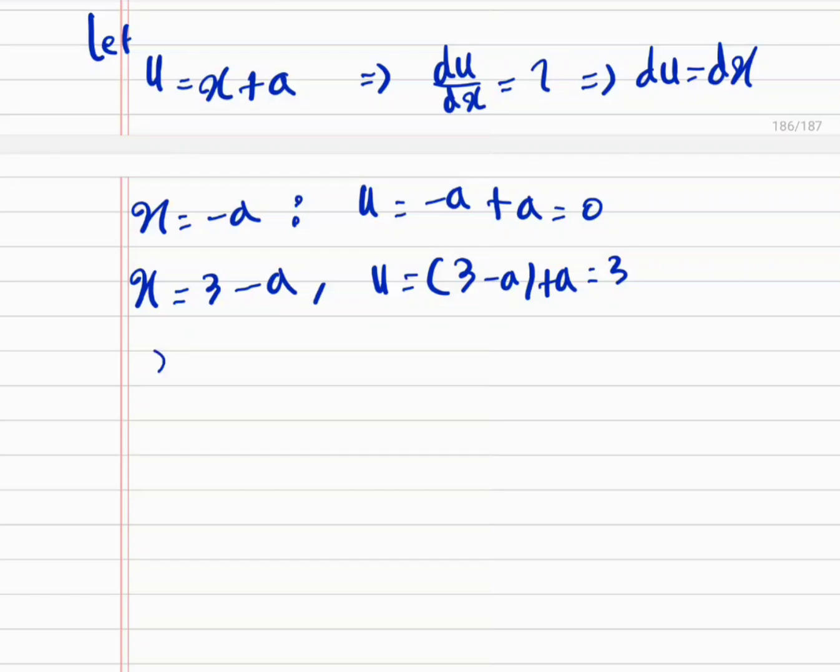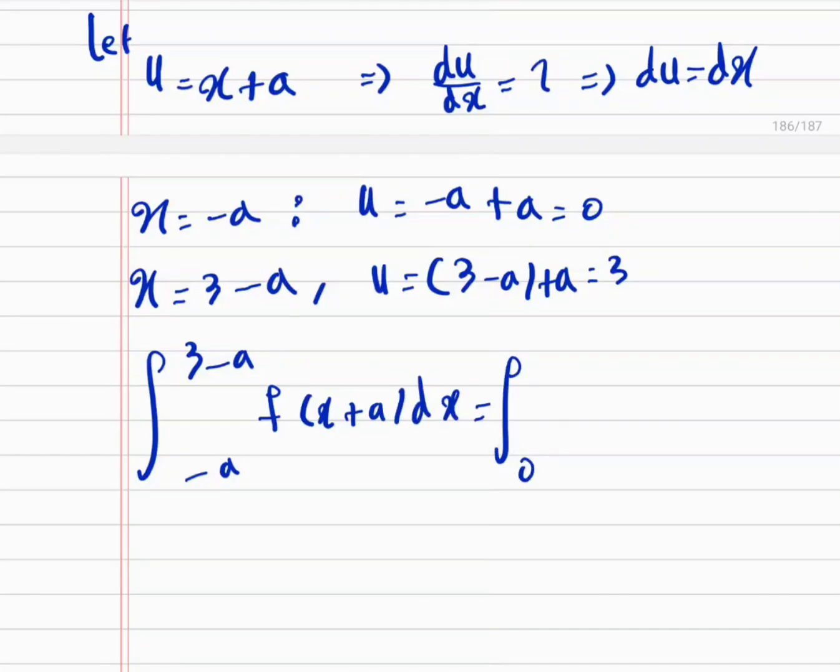And so the new integral, which was from minus a to 3 minus a of f of x plus a dx, becomes the integral from 0 to 3 of f of u du. Now this is the interesting part, because this integral is equal to 9 over 2. We already knew the original area of f of x between 0 and 3 was 9 over 2, and f of u is the same function with no translation anymore, because a was a constant. Because of that, we still get 9 over 2.